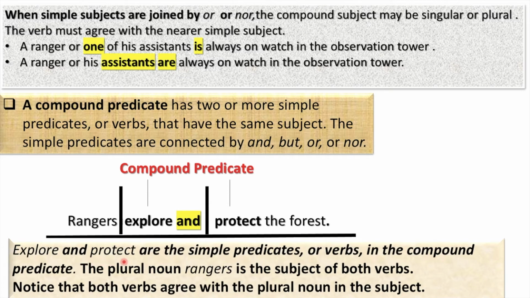Explore and protect are the simple predicates or verbs in the compound predicate. The plural noun rangers is the subject of both verbs. The simple predicates are connected by and, but, or nor, and they have the same subject, which is rangers. Note that both verbs agree with the plural noun in the subject. Here I have a plural subject, so I have plural verbs. Okay?